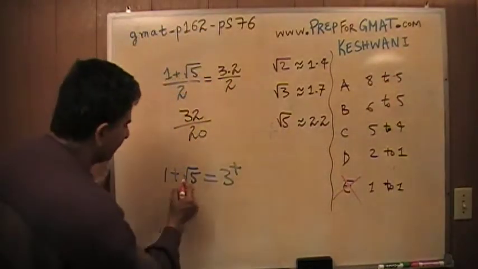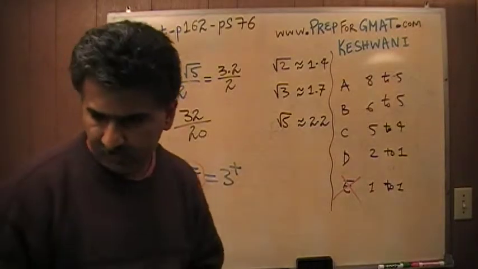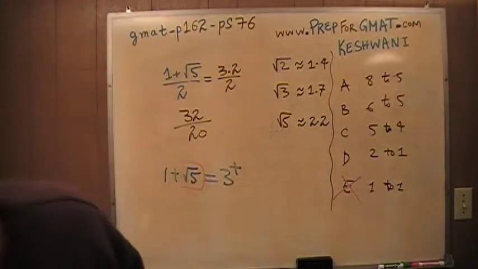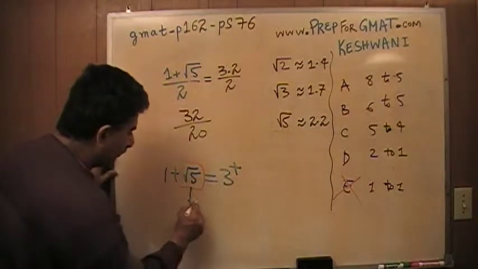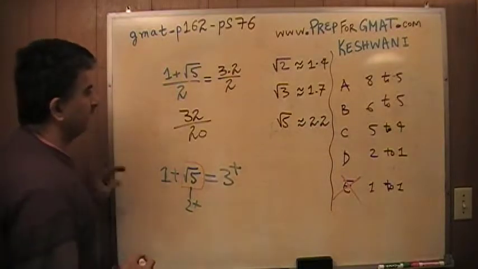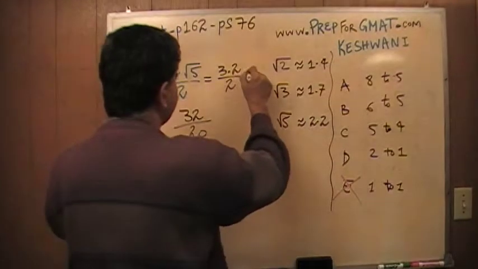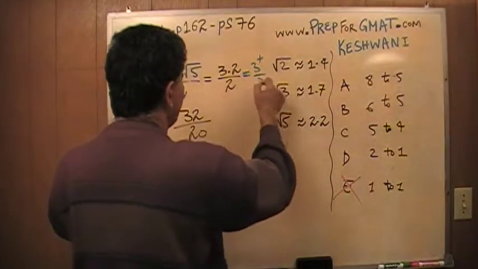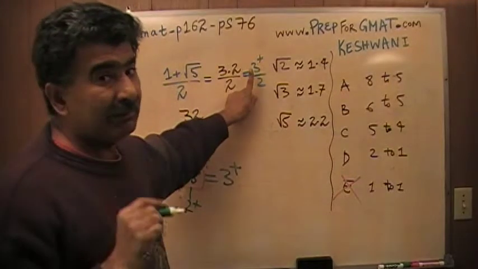Because you should realize immediately that root 5 is more than 2. This quantity is more than 2. So 1 plus root 5 has got to be more than 3. So the top is more than 3, the bottom is 2. It is not 1 to 1. It's more than 3, but it does not mean it's 4.